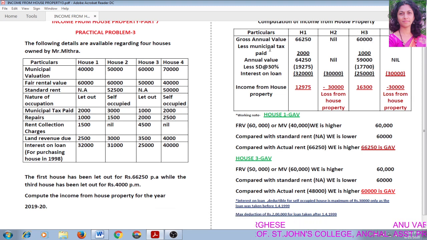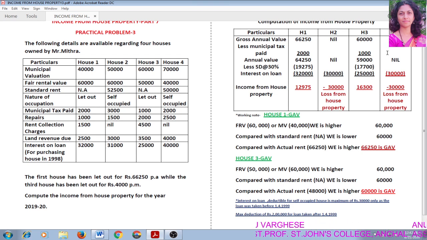From that you have to deduct municipal tax paid. Municipal tax paid is 1,000. When you deduct 1,000, you will get annual value 59,000. From annual value, you can deduct standard deduction at the rate of 30%, that is 17,700, and interest on loan. Interest on loan is 25,000. So when you deduct 17,700 and 25,000 from 59,000, you get income from house property, that is rupees 16,300.